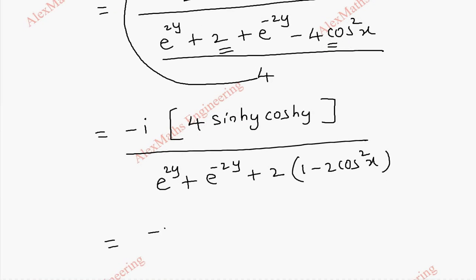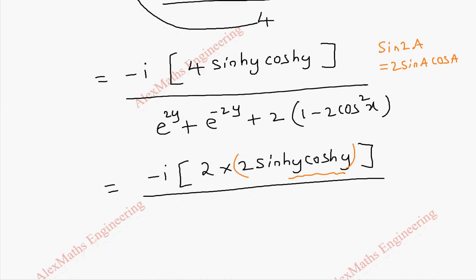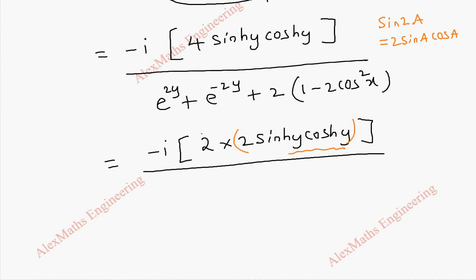Now in the numerator we split 4 as 2 into 2 purposely, so that we can apply the trigonometric formula for this term. That is, this entire term uses the sin 2a formula. Sin 2a is 2 sin a cos a. So instead of a we have y. So when it is 2 sinh y cosh y, it is sinh 2y. So that's why we split that 4 into 2 into 2.